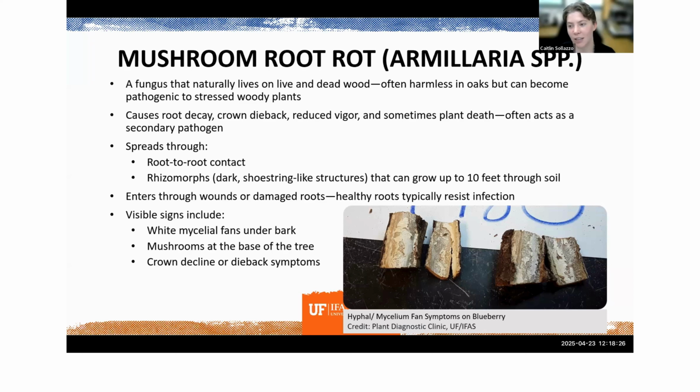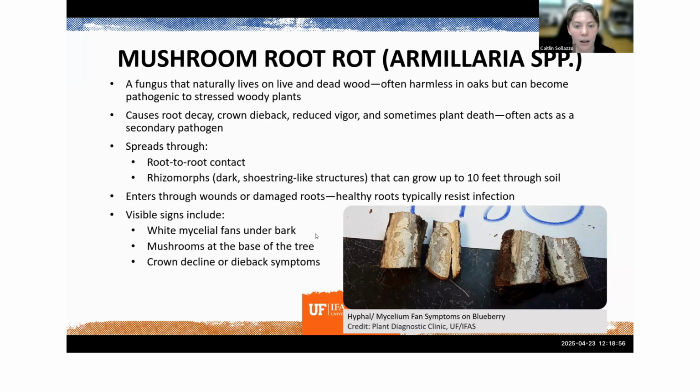It gets blamed for a lot of things. But it's usually the plant or the tree or whatever was on its way out. It was really stressed, and armillaria came in and just dealt that final blow. But it can infect healthy tissue, healthy plants. There are cases where, especially once it gets pathogenic, it will take out a seemingly healthy tree, but a lot of times there's some underlying stress factor. It causes root decay, crown dieback, reduced vigor, and plant death.